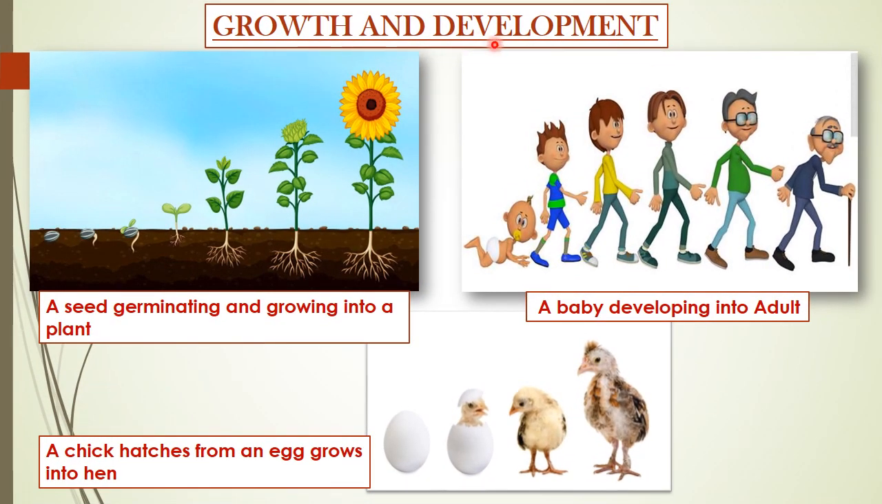Growth and development. All living beings show growth and development in size and intelligence. All living beings grow to become adults. A seed germinates and grows into a plant and then into a tree. A chick hatches from an egg and grows into a hen or a cock. A human baby grows into an adult. This happens because new cells are constantly being formed in the body of living beings through cell division.